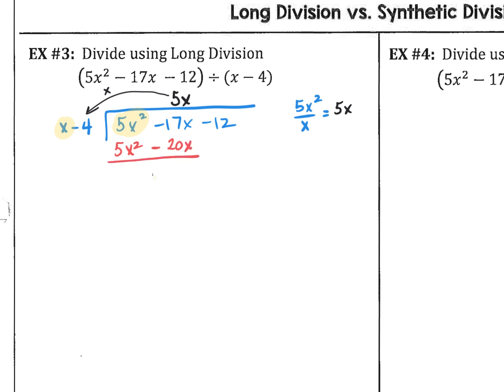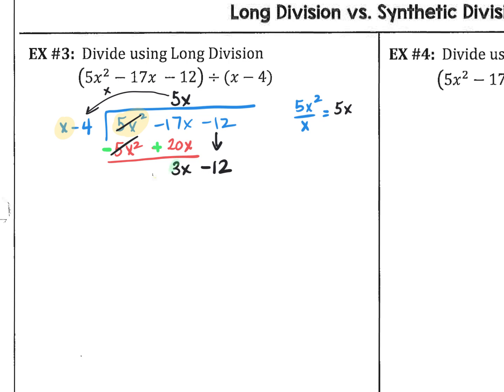But we have to do what? What did we do previously? Subtracted. So we have to change this. Subtracting is the same as changing the signs, isn't it? So we can change the signs and add. So what happens to the 5x squareds? They cancel out. Guess what? They better. And now we have negative 17x plus 20x, which is what? 3x. And now we have to bring down the 12. And guess what? We start the whole thing all over again.